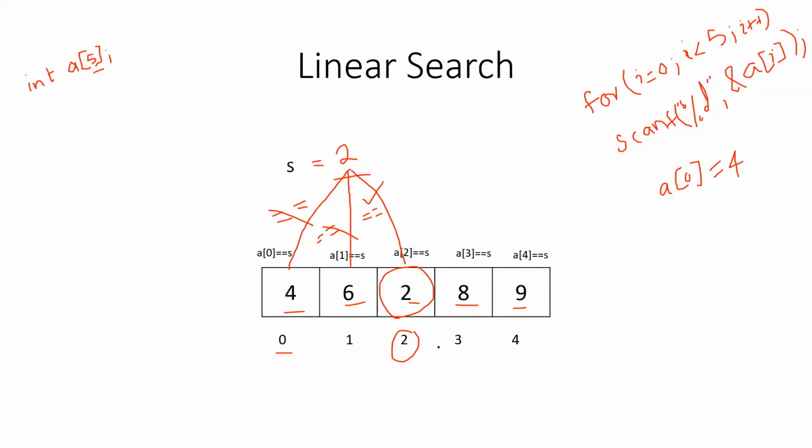Now we just need to compare only 4 with 2, 6 with 2, and 2 with 2. After that, if the element is present as the third element, we need not go forward and search again in the array, because we are returning only the position of the first occurrence of that element. That much only we are doing now in this linear search.